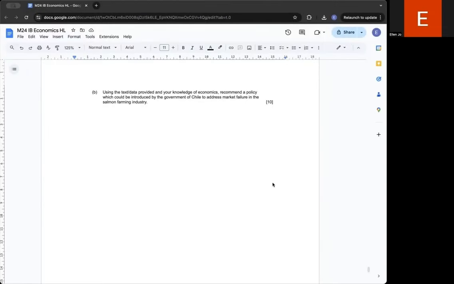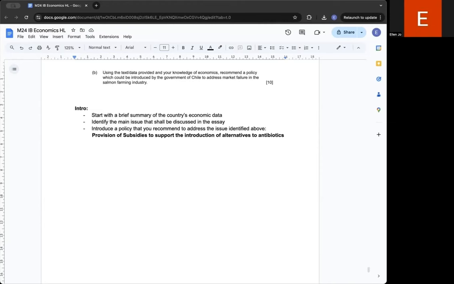B. Using the text data provided and your knowledge of economics, recommend a policy which could be introduced by the government of Chile to address market failure in the salmon fishing industry. For this type of essay, you can start with a brief summary of the country's economic data, and then you can identify the main issue that shall be discussed in this essay. Last, you introduce a policy that you recommend to address the issue identified above. For me, I would recommend the provision of subsidies to support the introduction of alternatives to antibiotics.